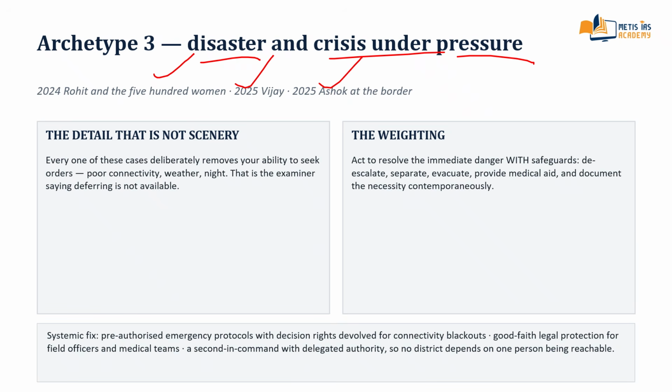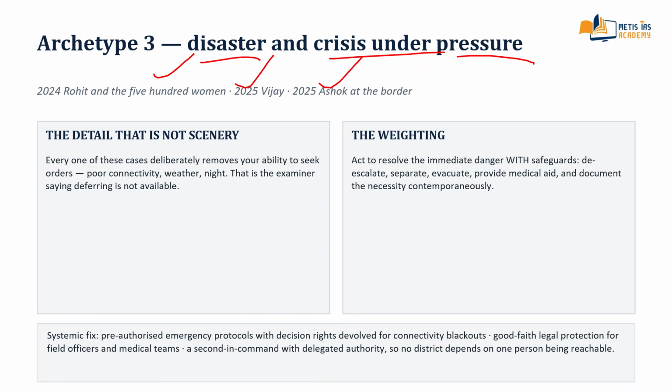These are three representative cases. The defining feature is what here? Time pressure, no clean option. And in every one of these, the case deliberately removes your ability to seek orders. Because of poor connectivity, inclement weather, night, the detail is not scenery. It is the examiner telling you that deferring is not available, and you must decide. So what is the conflict? What are the conflicts here?